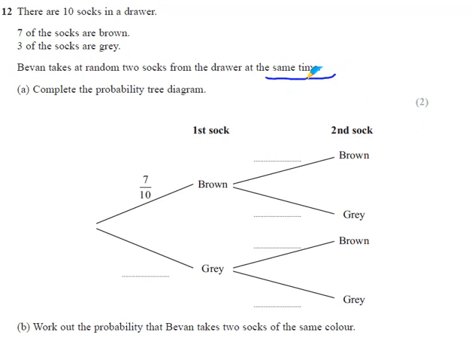Now, because he's taking them out at the same time, on the first pick, there will be 10 socks in the drawer. But obviously he's going to take 1 sock out of the drawer. So on the second pick, there's only going to be 9 socks left in the drawer. So all our probabilities are going to be out of 9 on the second pick.